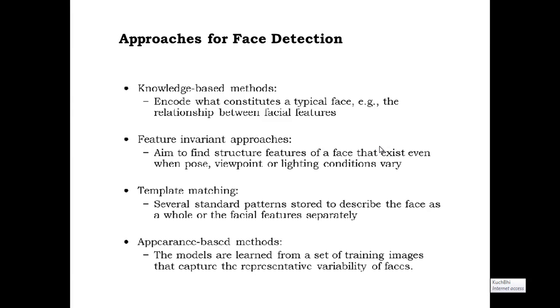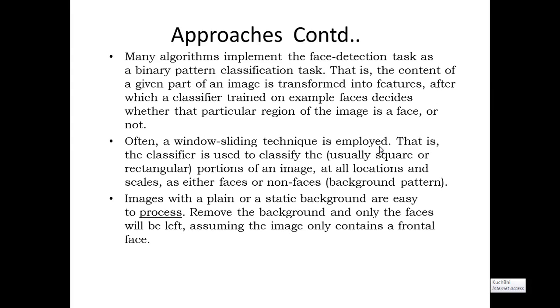Let's talk about the approaches that are being used. The first one is the knowledge-based method. In this, encoding what constitutes a typical face, for example the relationship between facial features, is taken into account. Then we can talk about feature invariant approaches. Here, the aim is to find structural features of a face that exist even when pose, viewpoint, or lighting conditions vary. Then there is template matching, where several standard patterns are stored to describe the face as a whole or the facial features separately. Now, the technique which we are using here is an appearance-based method. Here, the models are learned from a set of training images that capture the representative variability of faces.